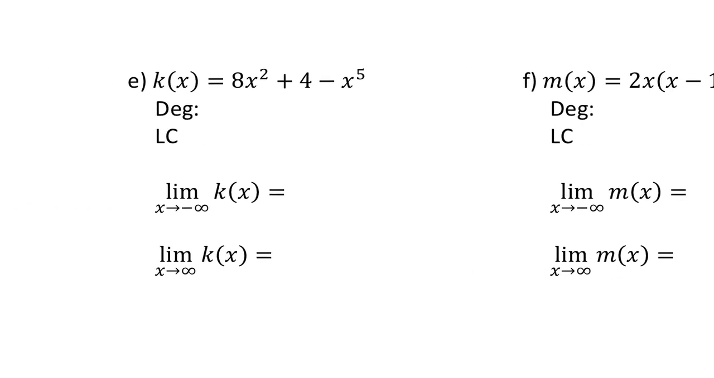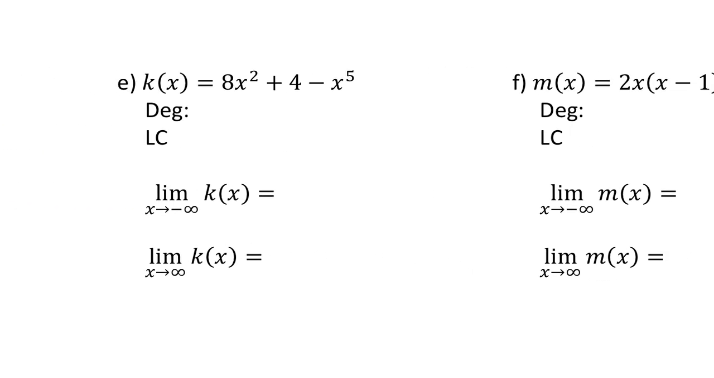What about E? Kind of same thing. What's the degree here? Odd. What's the leading coefficient? -1, which means we're less than 0. Again, less than 0 for the leading coefficient means the right side goes down. Odd, opposite, left side goes up.